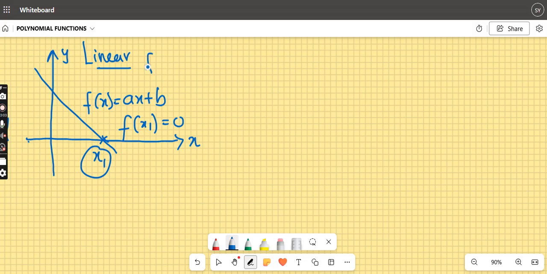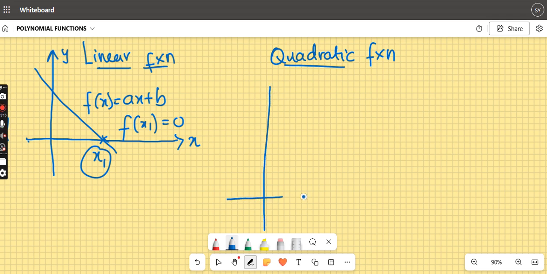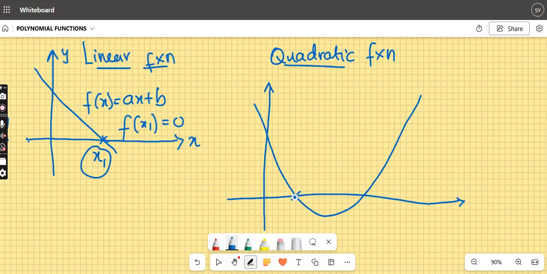Now for the quadratic function, we are going to have 2 zeros, x1 and what? x2, okay? So we have 2 points where the function meets the x-axis. Now, if we find f of x1, we should get 0. And if we find f of x2, we should also get 0.